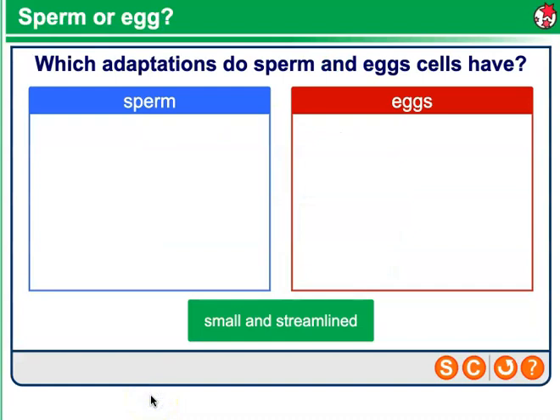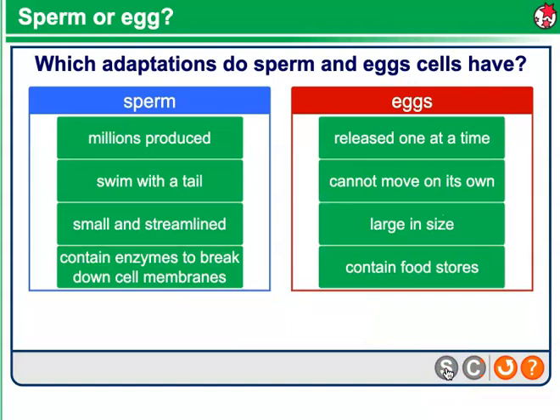So which adaptations do sperms and eggs have? Sperms have millions that are produced. They swim with a tail. They are small and streamlined, and they contain enzymes to break down cell membranes. The egg is released one at a time. It cannot move on its own. It has a large size, and it contains food stores.